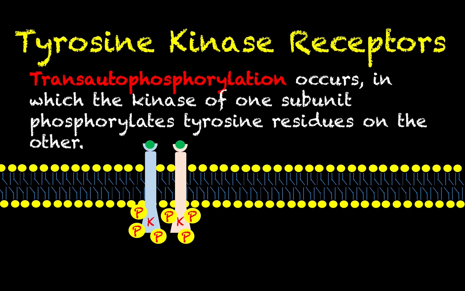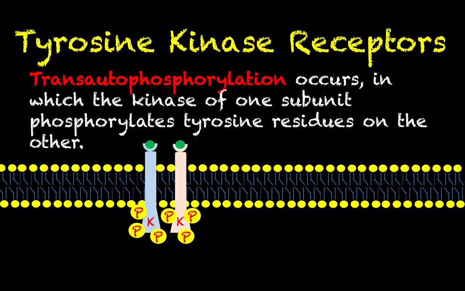But what trans-autophosphorylation is, is that the kinase domain of one subunit starts transferring phosphates to the other subunit, and then the other subunit transfers phosphates to the first subunit. So basically, these two kinase domains phosphorylate each other. So why is this important? Well, there's a couple of reasons.